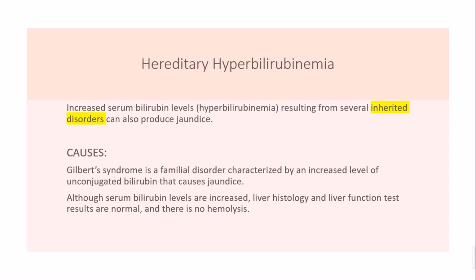Then hereditary bilirubinemia. By the name itself, hereditary, it says that it is being inherited within family generations. So there will be increased serum bilirubin levels resulting from several inherited disorders that can also produce jaundice. So a cause will be Gilbert syndrome, which is a familial disorder characterized by an increased level of unconjugated bilirubin that causes jaundice. Although the serum bilirubin levels are increased, liver histology and liver function test results are normal, and there is no hemolysis in this case.